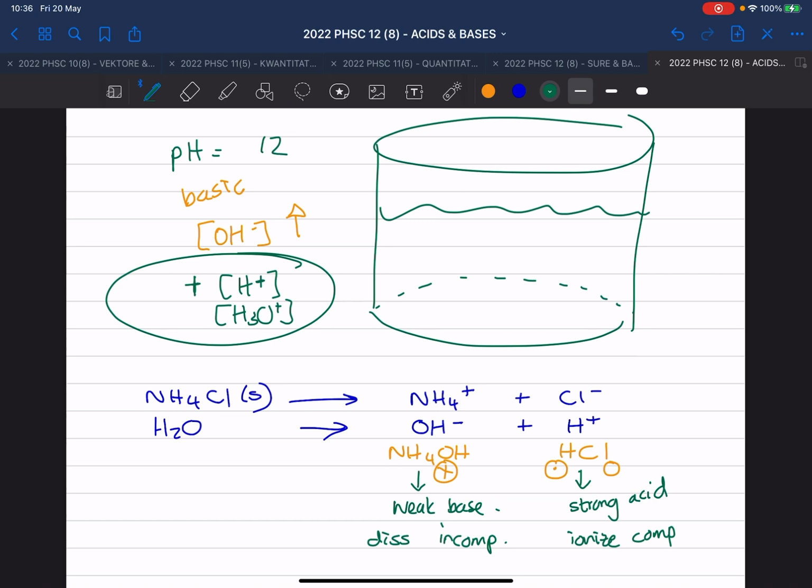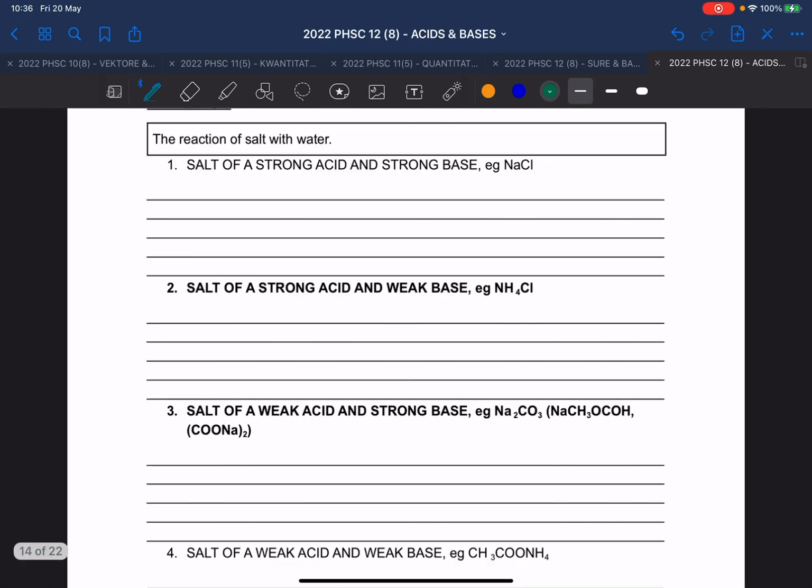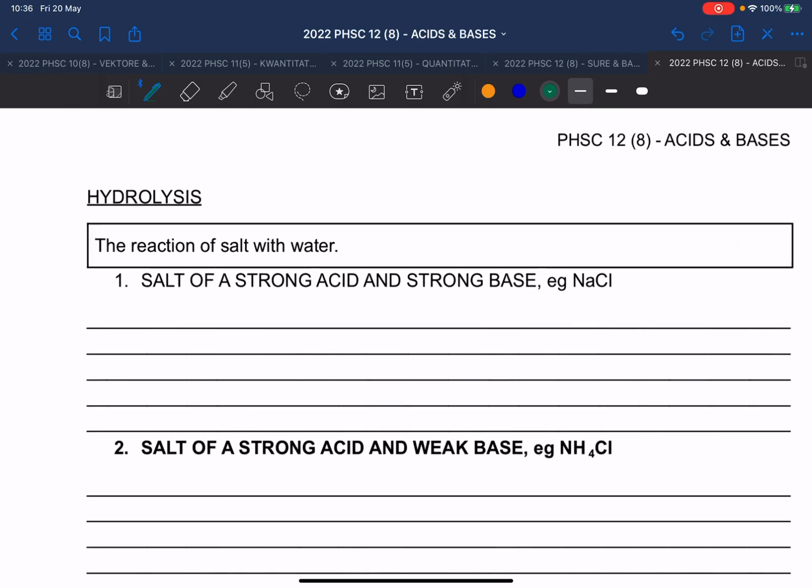So that is why I drilled you in these definitions. What is a strong acid? What is a weak acid? It ionizes completely, does it ionize, and so on. Okay, so that is what we're doing here on the next page.